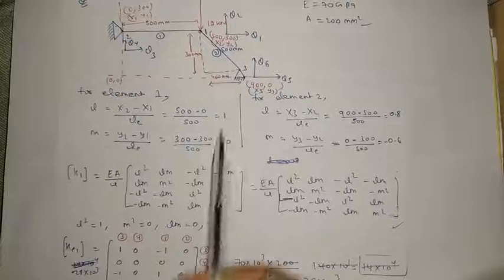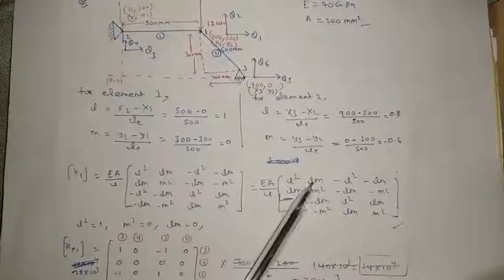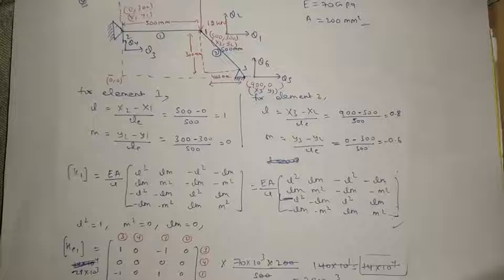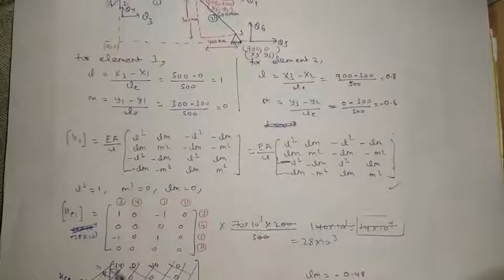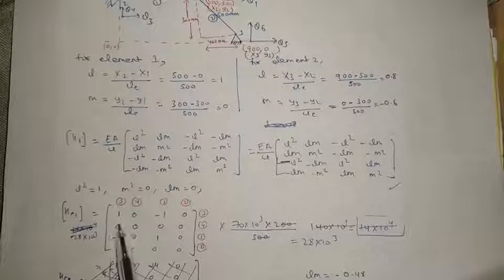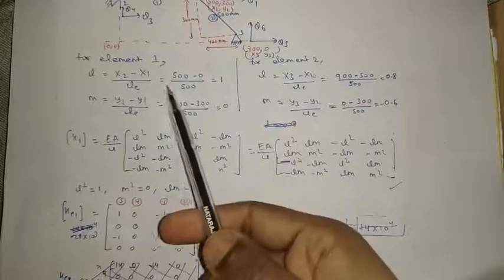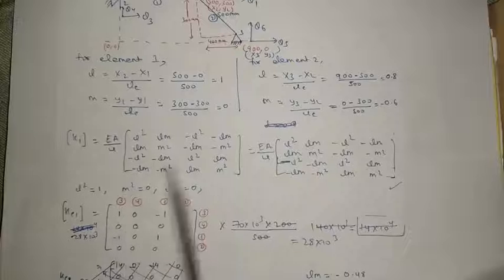Substituting, the L square value is 1 and the LM values are 0, so these parts are 0. This is KE1 for element 1: 1, 0, minus 1, 0, 0, 0, 0, like this, using the L square formula for element 1.